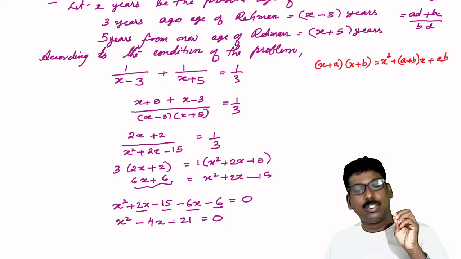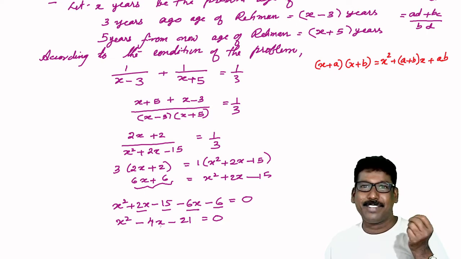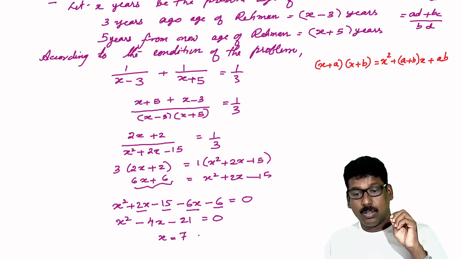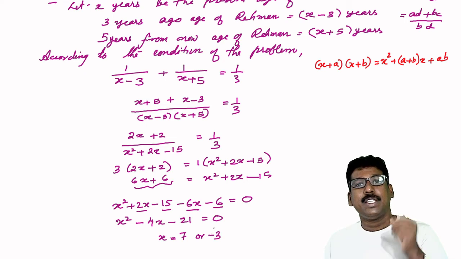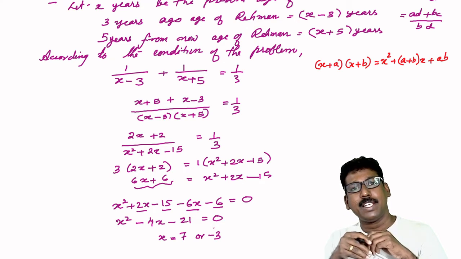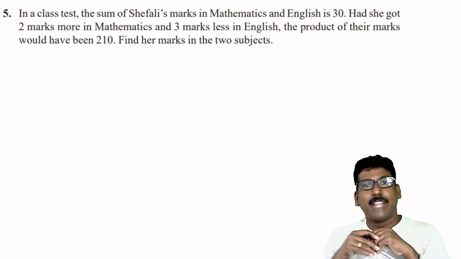Here a is equal to 1, b is equal to negative 4, c is equal to negative 21. Find the value of x by using the quadratic formula. Do it yourself. You will get x is equal to 7 or negative 3. But here x is the age of Rehman. It cannot be negative. So the present age of Rehman you can take as 7. Do yourself. Here is the next question.